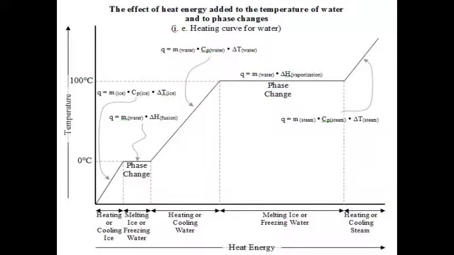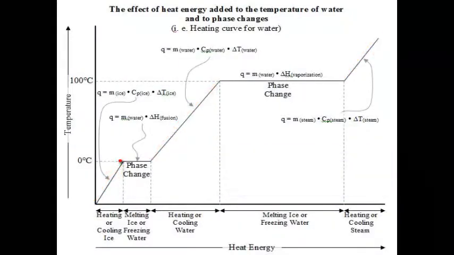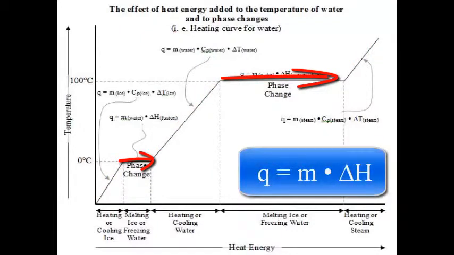So there's only two equations here. Look carefully. Look at your handout. There are only two equations here. Look carefully and see what I'm talking about. And as long as you are changing the temperature without changing the phase, this is the equation you're going to use. Q equals m Cp delta T. When you're going through that phase change, there's only one equation. Q equals m times delta H. Okay?